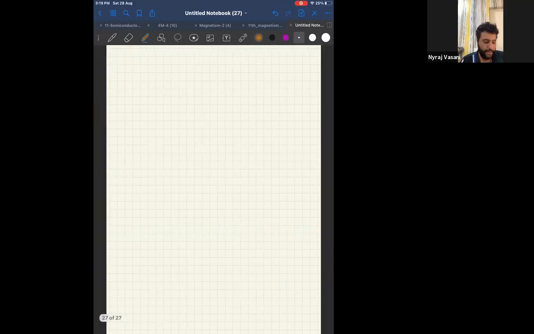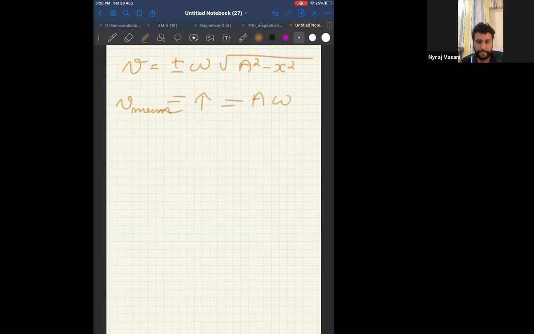Now let me come to velocity. My velocity general formula is plus or minus omega root of (A square minus x square). Now velocity at mean, I know it is maximum and the value is A omega. And velocity at extreme, I know it is minimum, it is 0.